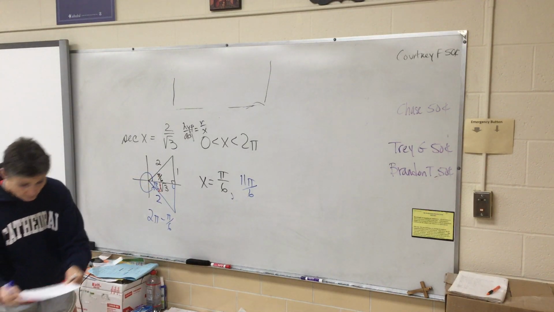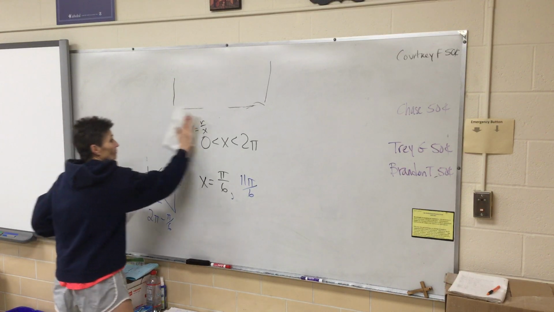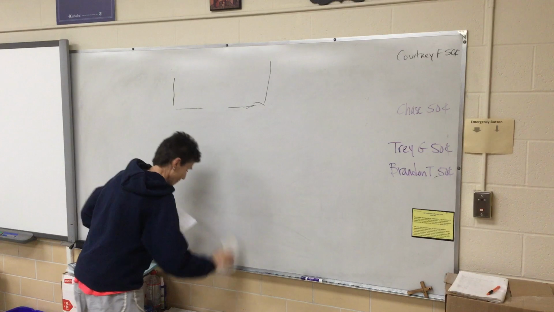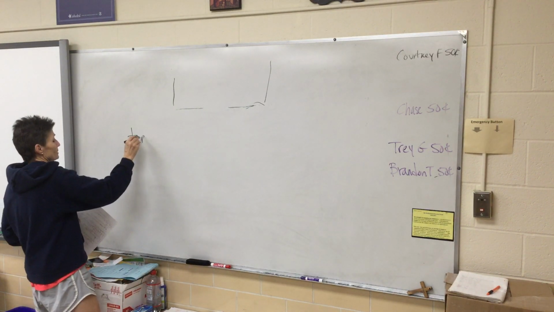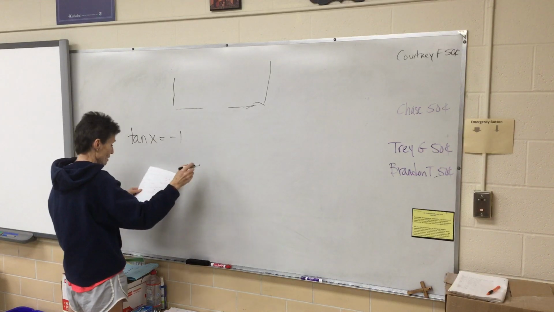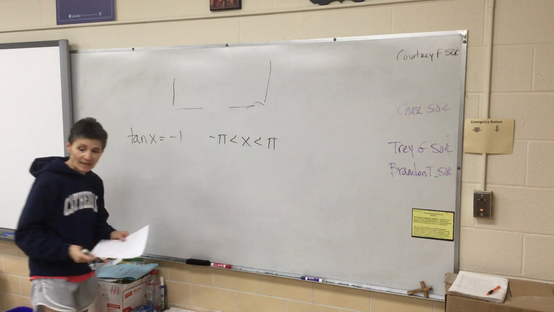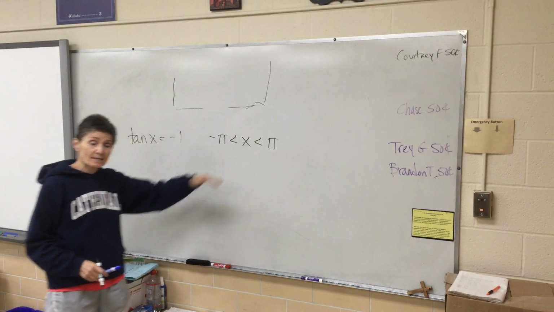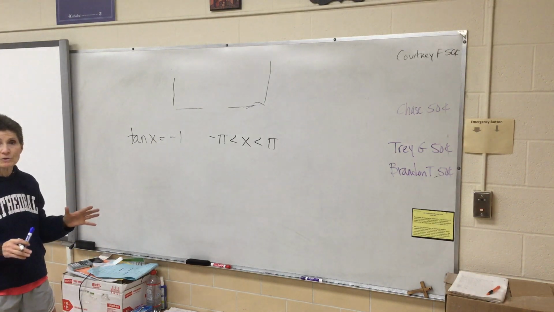All right, let's try another one. No calculator. Let's try tan x equals -1. And this time, we're here. That's our domain. These are our possible x values. That's our domain. Let's not worry about that. Let's figure out the angle first.